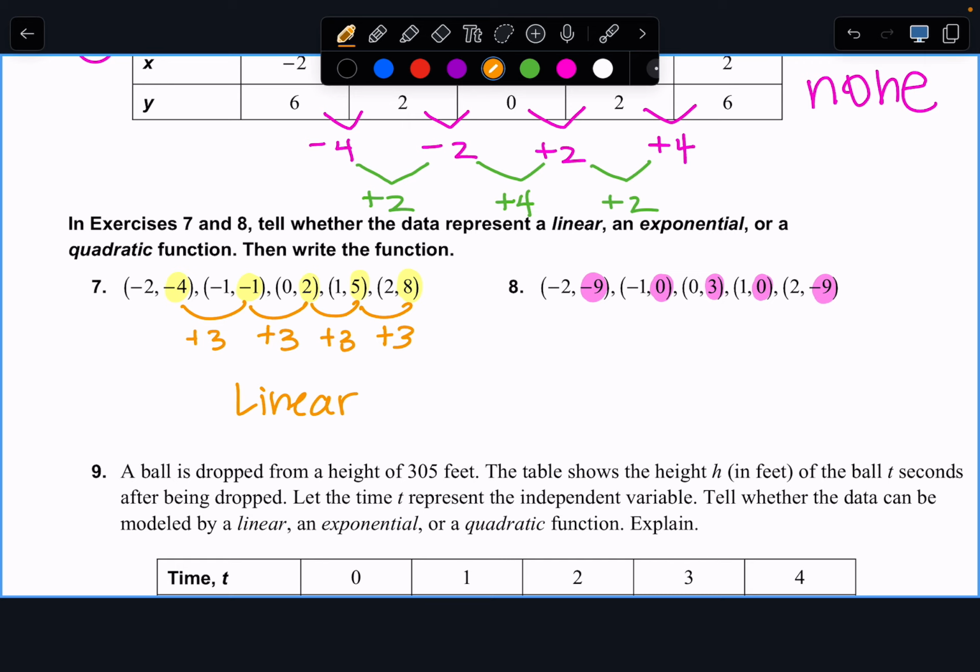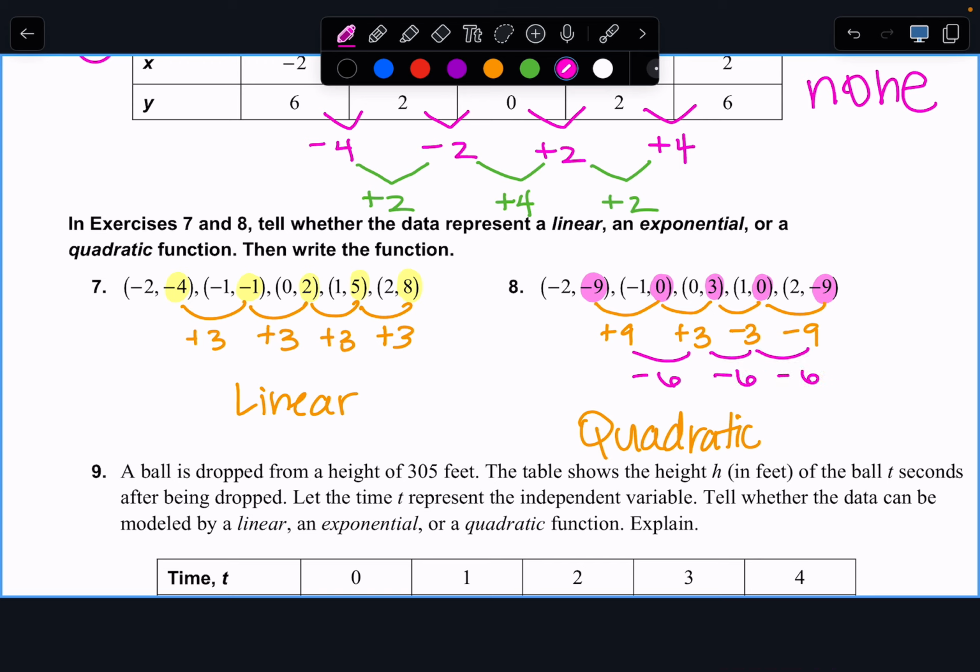All right. What do you think? All right, I'm hearing quadratic. Let's check. All right, from -9 to 0 would be up 9, right? And then we go up 3, and then down 3, and then down 9, right? So if we look at those, 9 to 3 is down 6, 3 to -3 is down 6, and -3 to -9 is down 6. So we have quadratic. Are you okay with that? Yes.